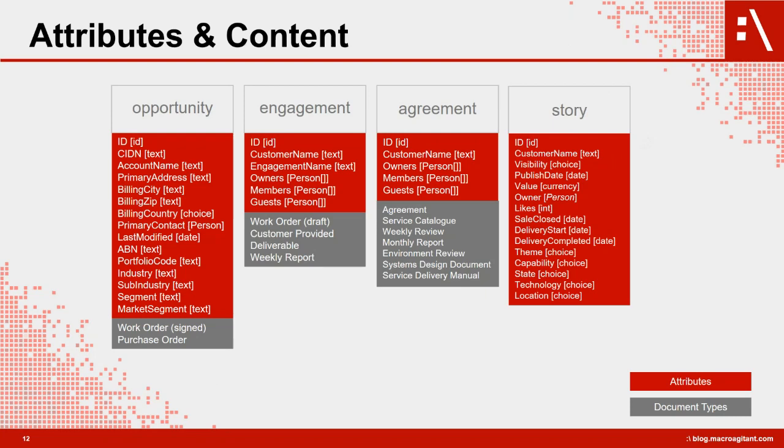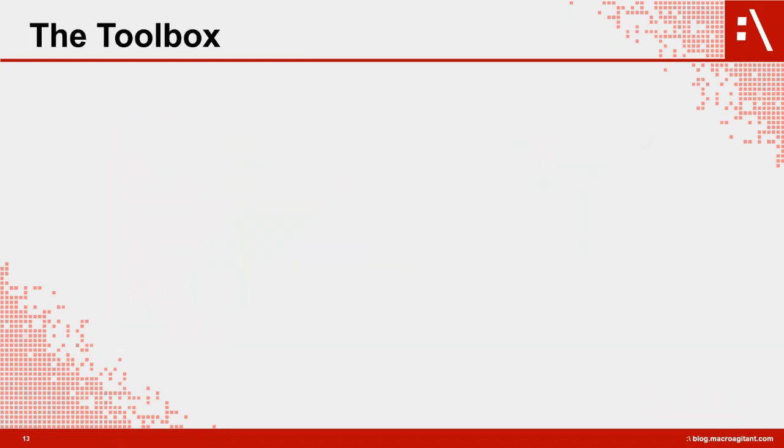So I'm going to move on and talk about the toolbox. Given all of that, and given that we wanted to create this concept of a customer site where information pertaining to a customer across all of those 4 entities, opportunities, engagements, agreements, and stories, can be surfaced, we need to look at the capabilities of the technology at our disposal.